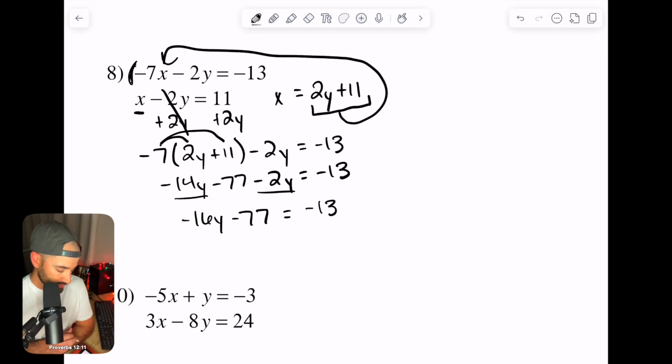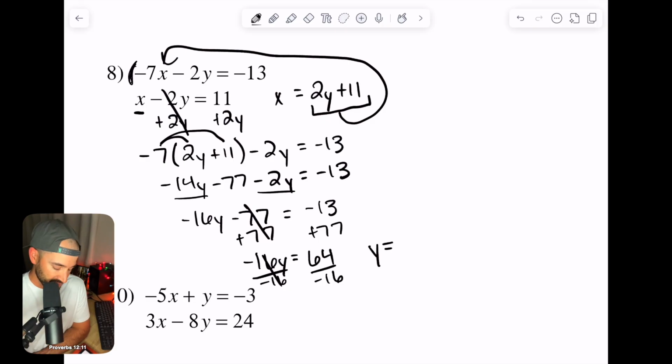So two-step equation, we want to cancel out minus 77 by adding 77. And we're going to do that to both sides. So that cancels and leaves us with negative 16y is equal to negative 13 plus 77, which is positive 64. And so now we can divide by negative 16 on both sides to get y is equal to 64 divided by negative 16, which is negative 4. So y is equal to negative 4.